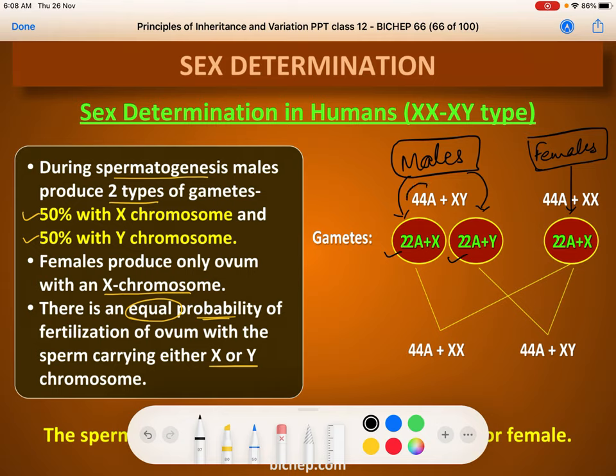Now why is it 44? Because this is the process which is demonstrating the cell division. Look, it is spermatogenesis, which is a meiosis process.